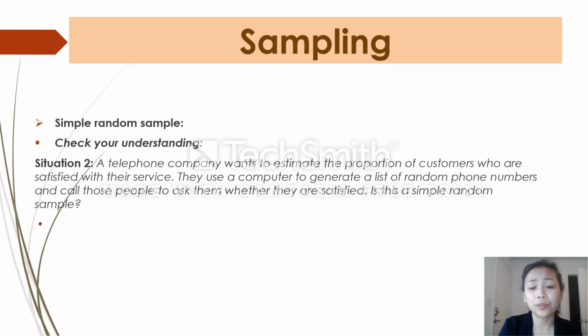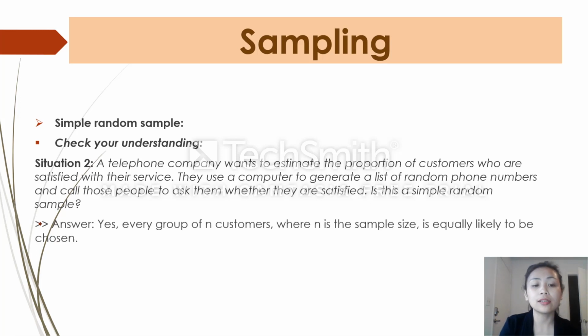So in this situation, the investigator used a computer to generate a list of random numbers. So this is how we make up a simple random sample, just like a lottery game. Assuming that all customers who are called will pick up the phone and answer the question, in this case, it is a simple random sample. So the answer is yes. Every group of n customers, where n is the sample size, is equally likely to be chosen.